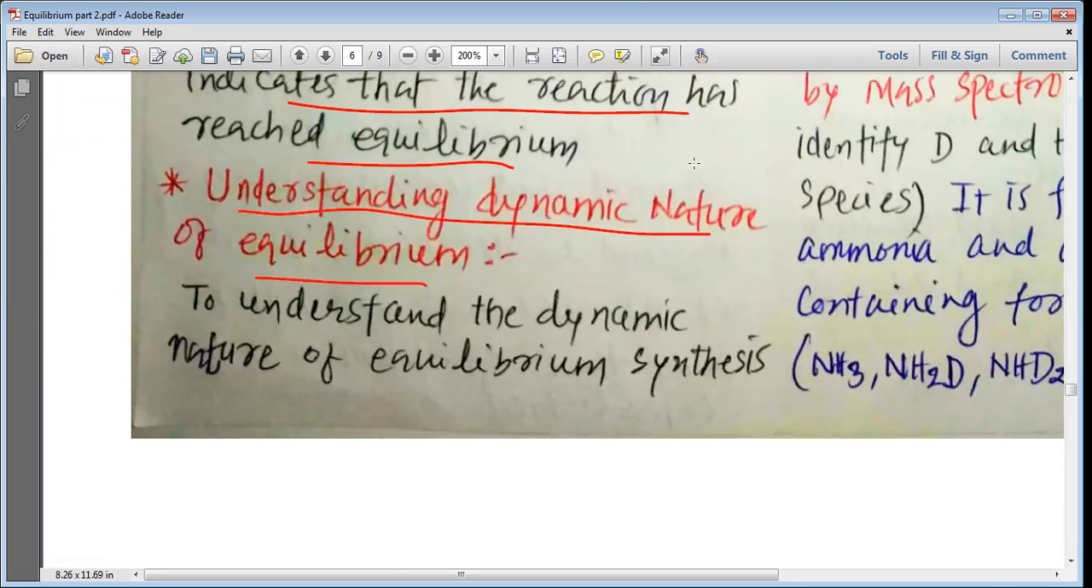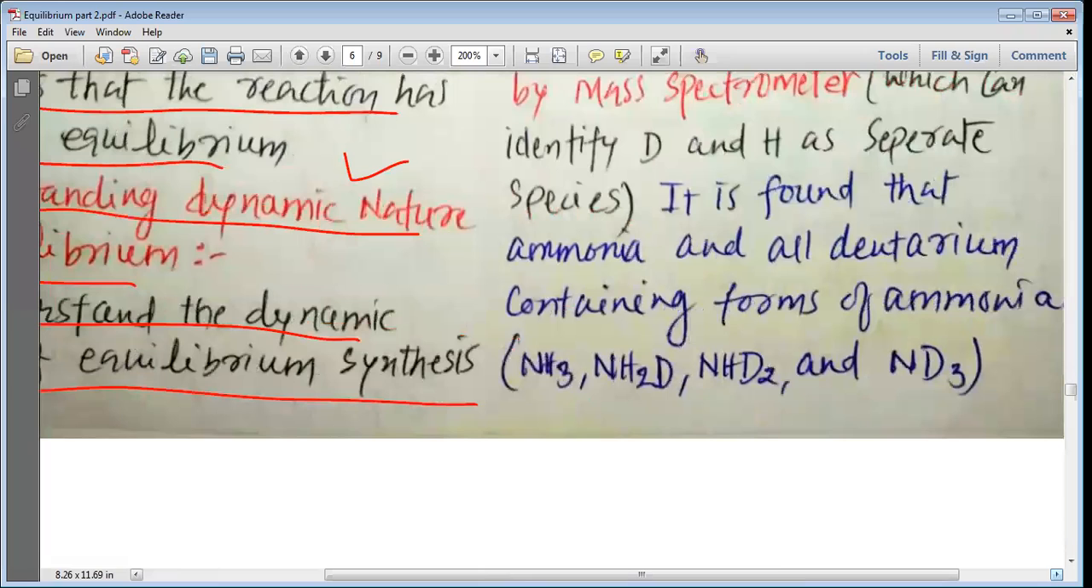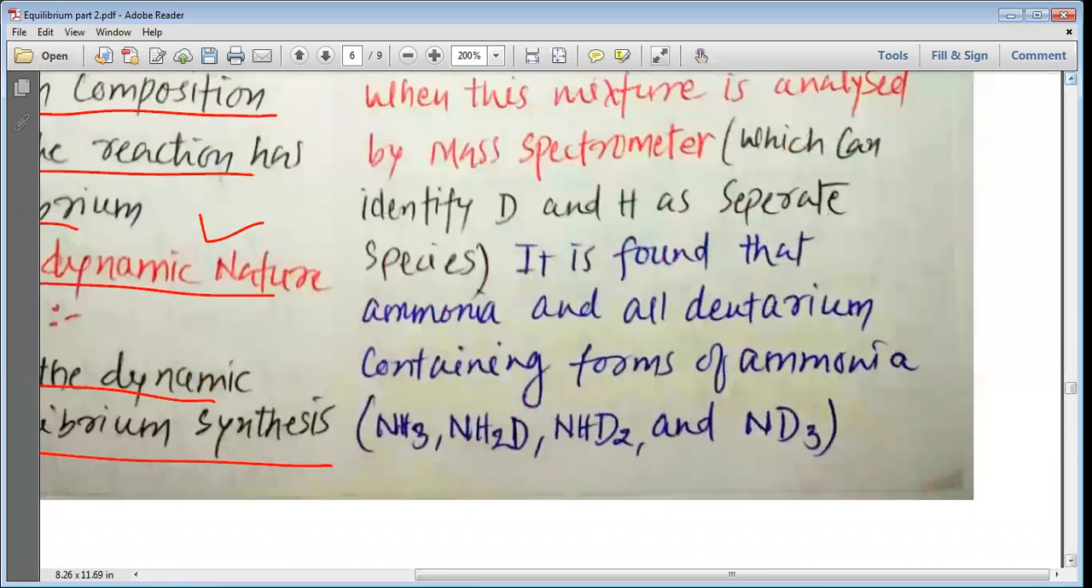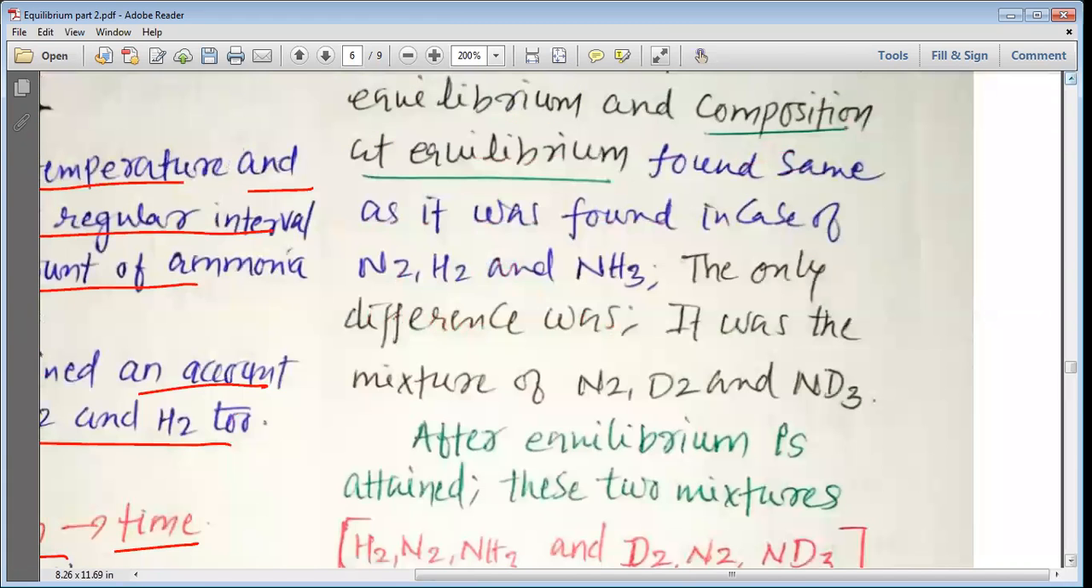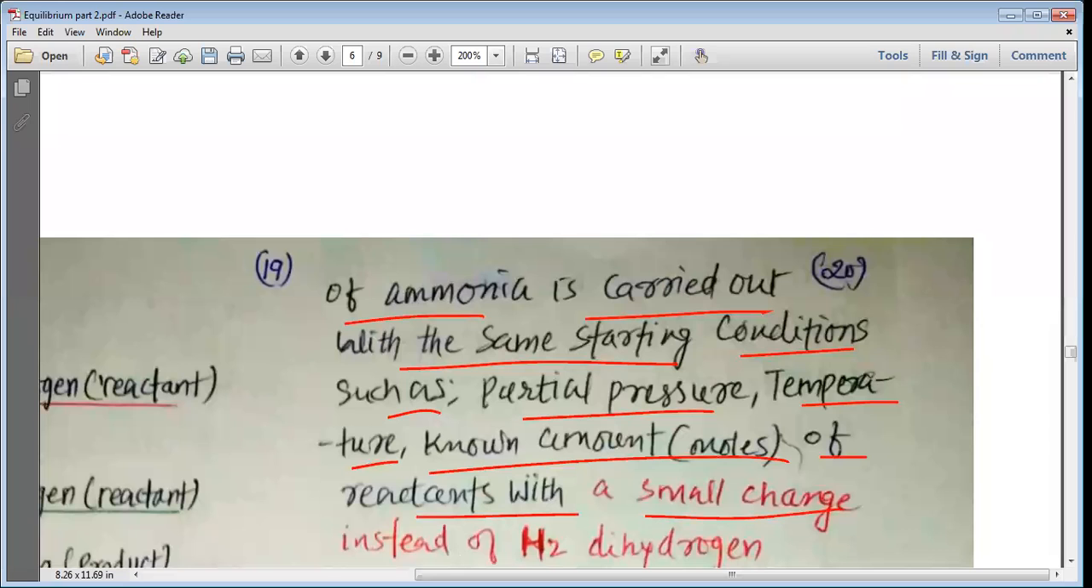Now we want to study the dynamic nature of equilibrium. To understand the dynamic nature of equilibrium, we'll have to perform some experiment. Synthesis of ammonia is carried out with the same starting conditions such as partial pressure, temperature, and known amount of moles of the reactants, with a small change.